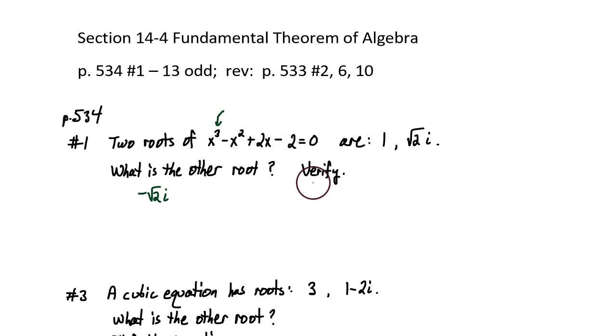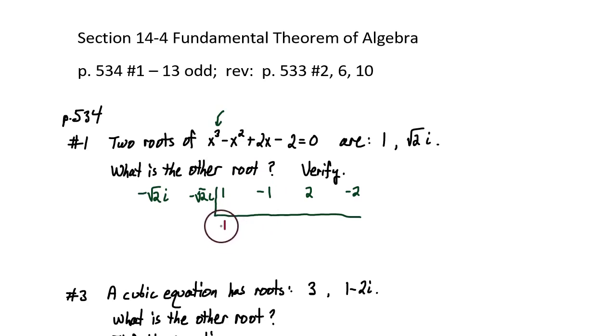Or we can verify with synthetic substitution, where we plug the number in with the synthetic substitution and check to see that the remainder is 0. I'm going to use synthetic substitution. 1 from the x cubed, negative 1 from the x squared, 2 from the x term, and negative 2 is the constant term. And the number that I'm going to substitute in is the negative square root of 2 times i. Now let's run through the process.